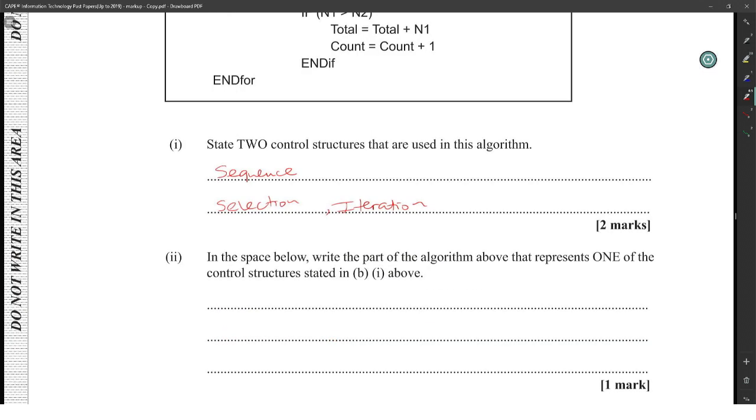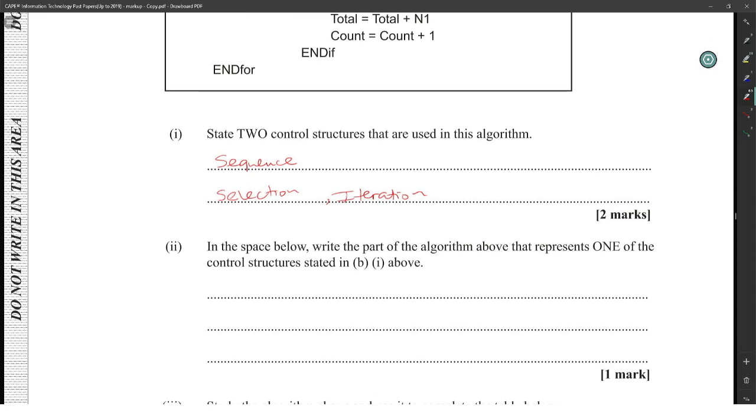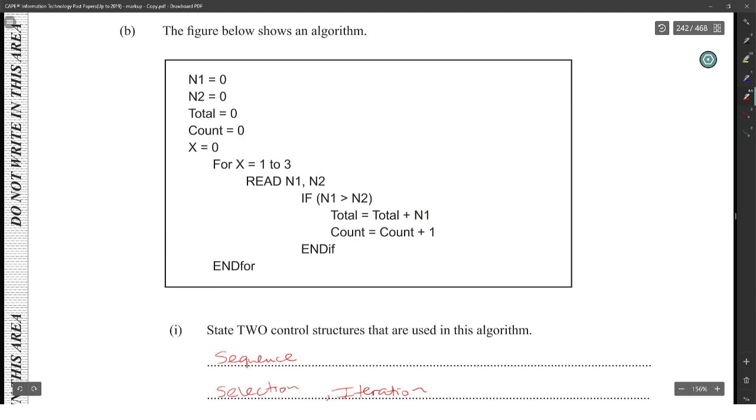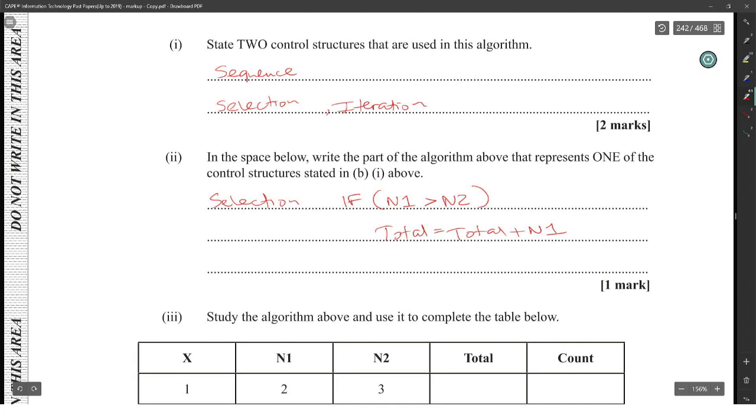In the space below, write the part of the program that represents one of the control structures. Alright, so we go with selection. Selection will be if n1 is greater than n2, total is equal to total plus n1. But you could have also put the for loop here, though it would be kind of weird to write out this whole thing for the whole for loop. And if you want to go with sequential, you could write out this part here, because that's sequential, to show one after the other. Whichever one you choose, I think it's easier to write the selection one because it's very short. All you need to show is the if statement.